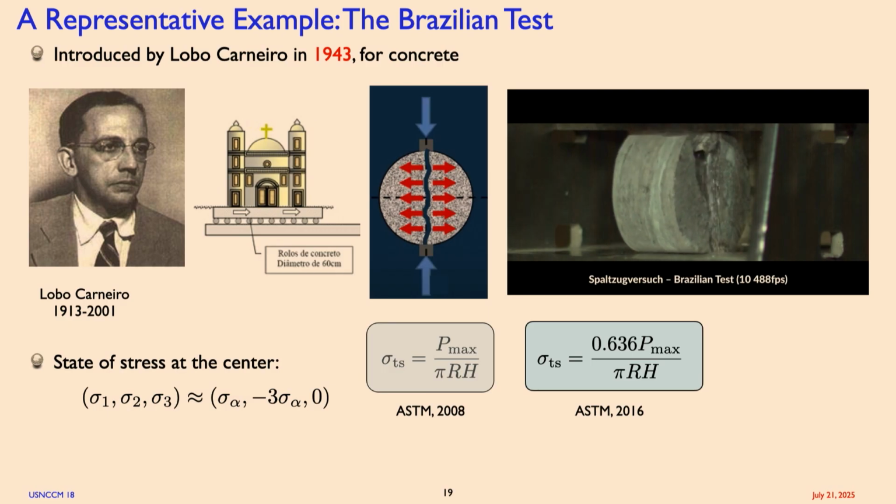This is the maximum load at fracture. This is the expression for the measured tensile strength. These are the specimen dimensions. So just an update after 8 years. That's the most recent one. In fact, neither of these expressions is correct. ASTM actually made things worse with that change. And we have details of that in the paper.